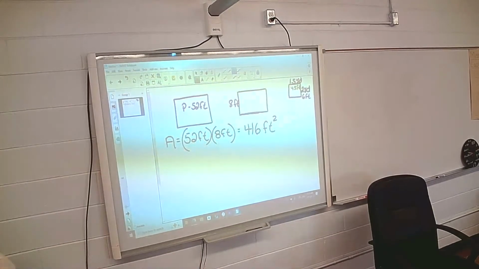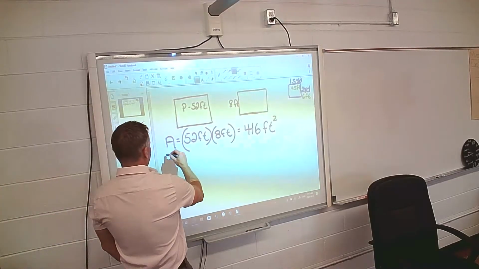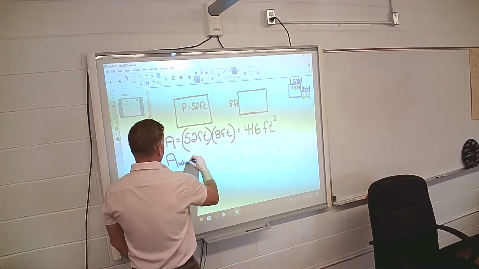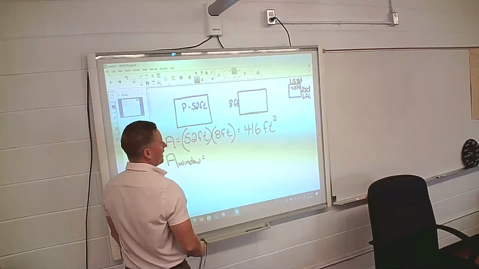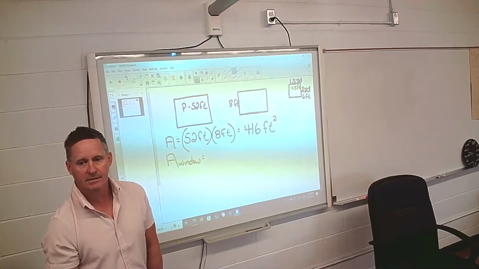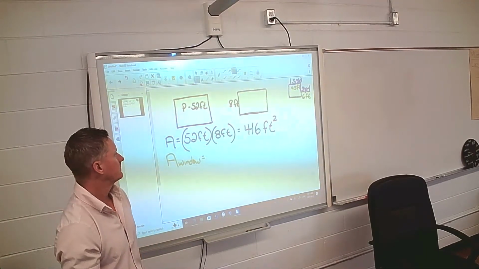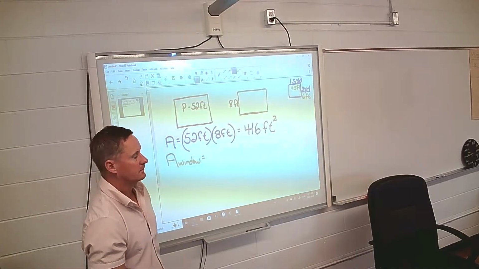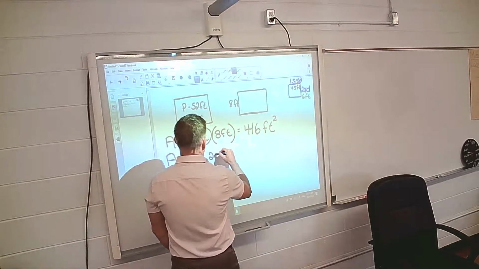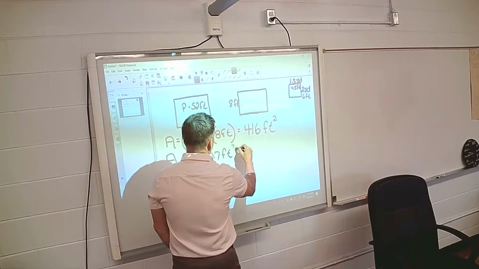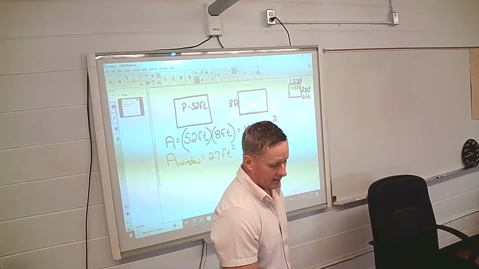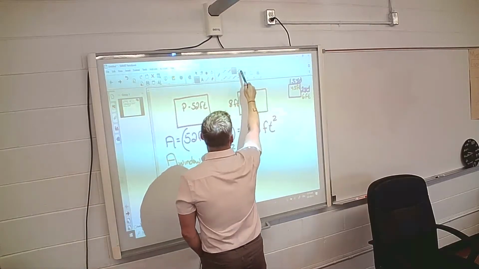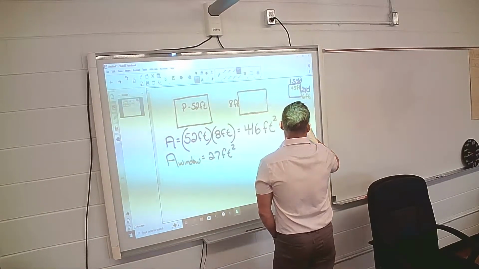Good so far? Okay, so the area of the window is 4.5 by 6. What's 4.5 by 6? 27, good. 27 feet squared. So far, so good. Okay. Now we need the area of the door.